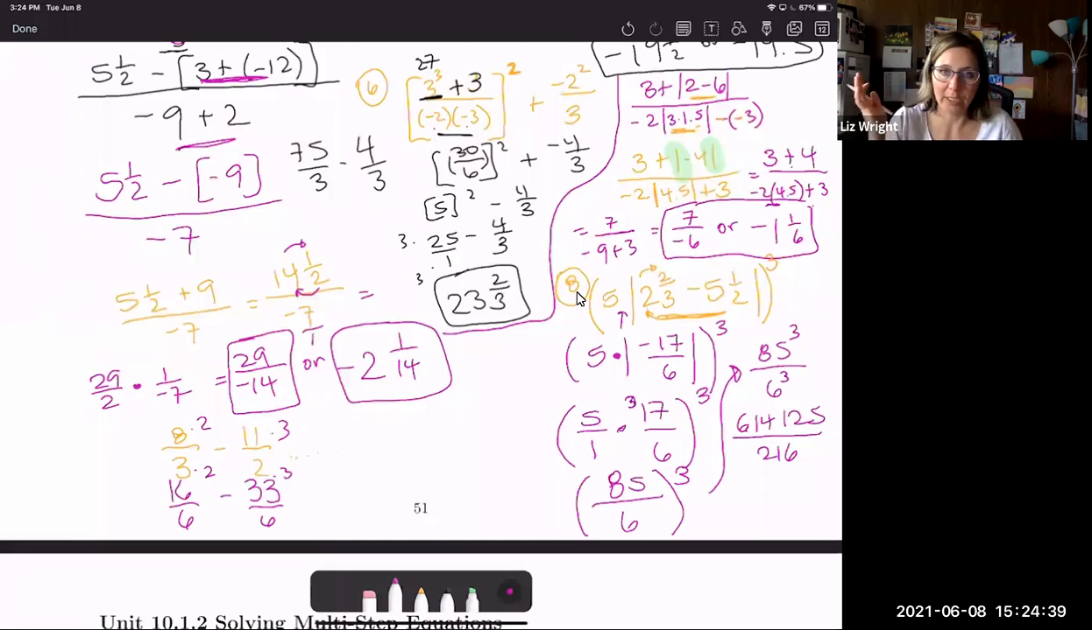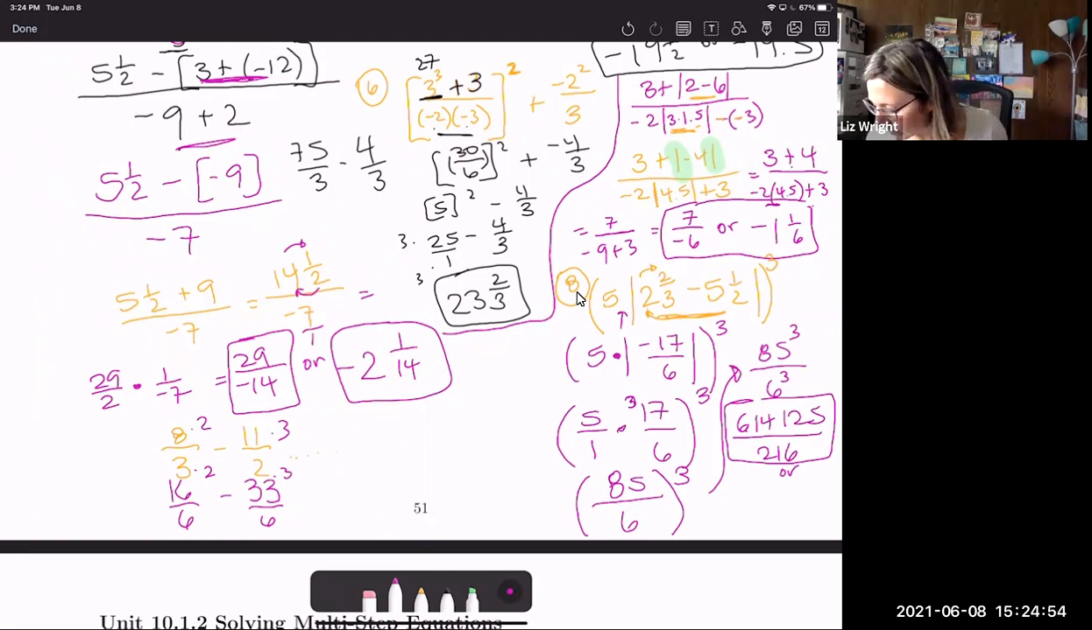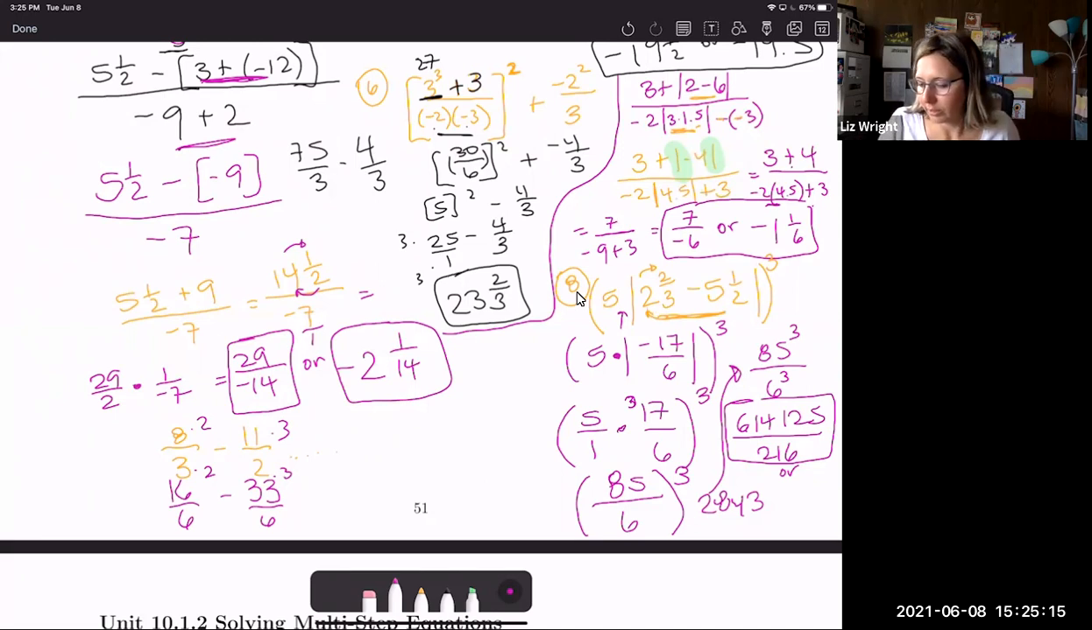And then we can also, if we want, change it into a mixed number. And that mixed number, if you are changing it into a mixed number, would be, I'm going to divide 614,125 divided by 216. That gives me 2,843. And let me see, I'm going to change that into a fraction. Oh, that didn't work. With 37 left over. So it's going to be 37 over 216. And that is your final answer.